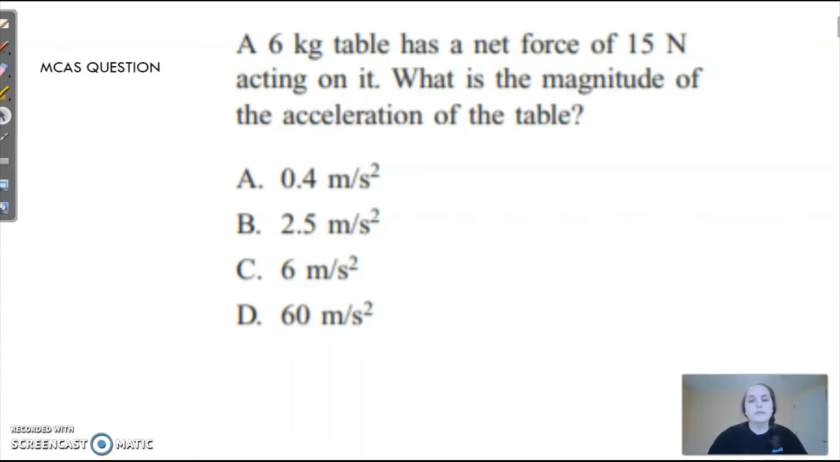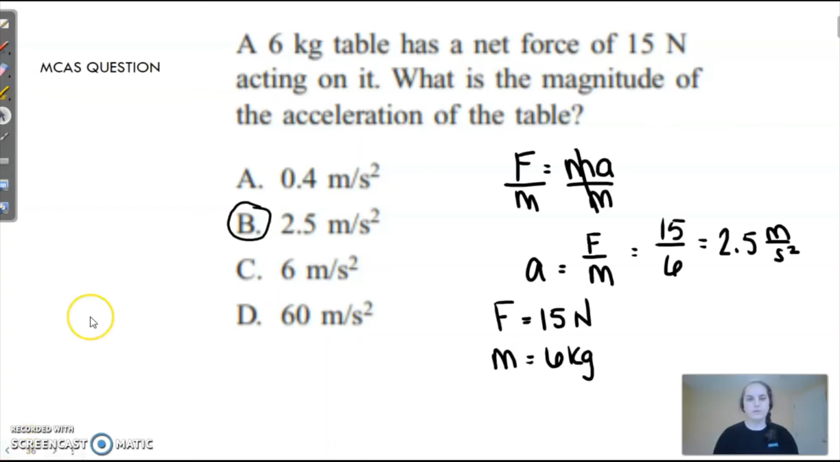A 6 kilogram table has a net force of 15 newtons acting on it. What is the magnitude of the acceleration of the table? Go ahead and try this out. Give your best answer. Okay, so your answer should be B. So let's talk about it.